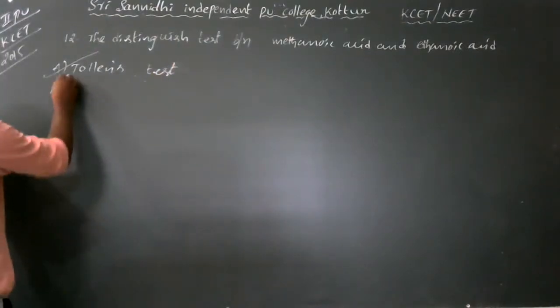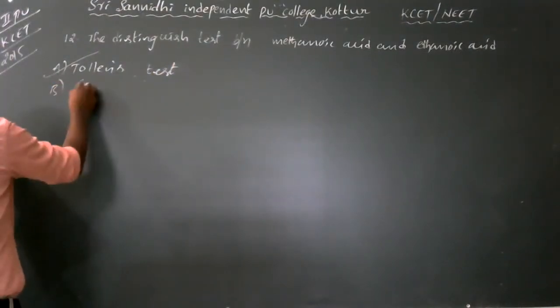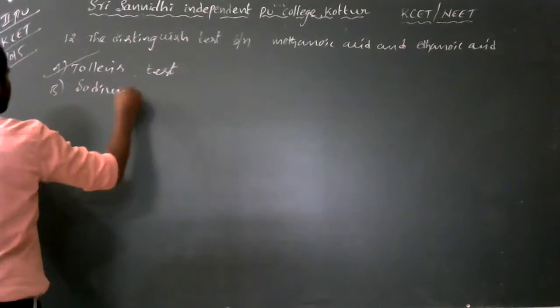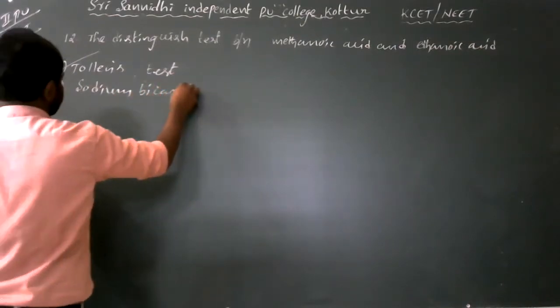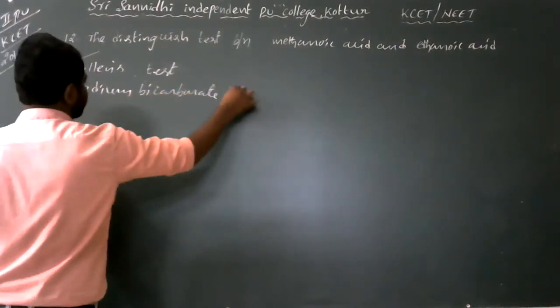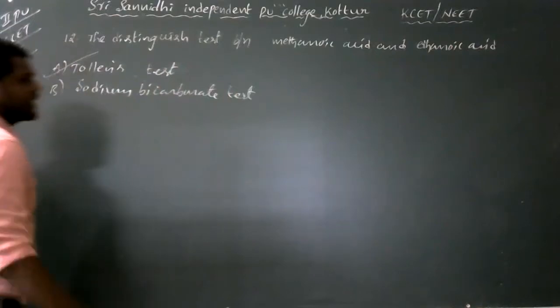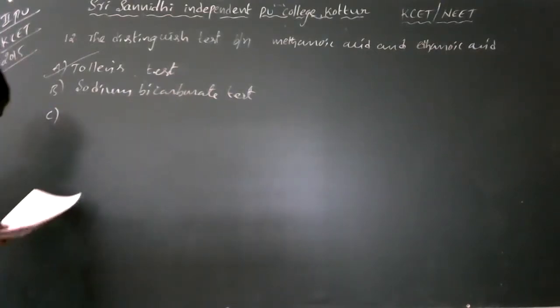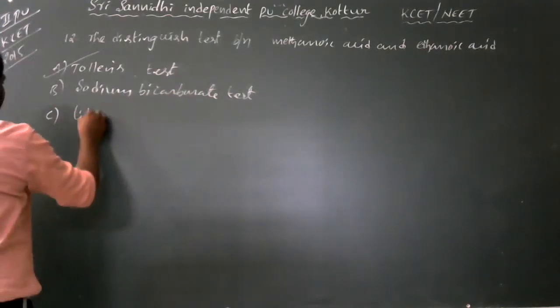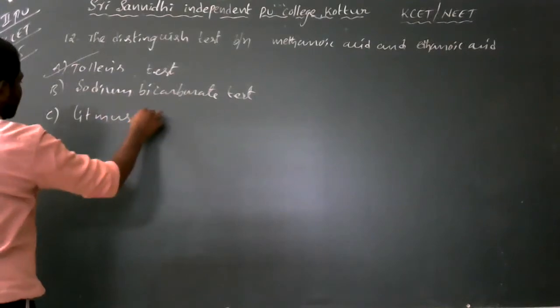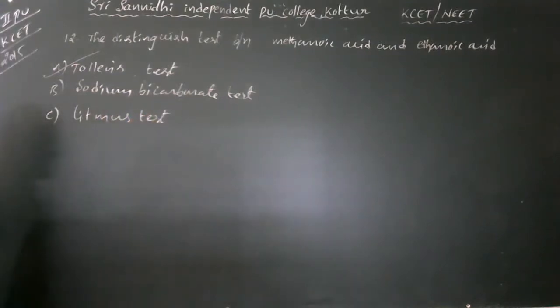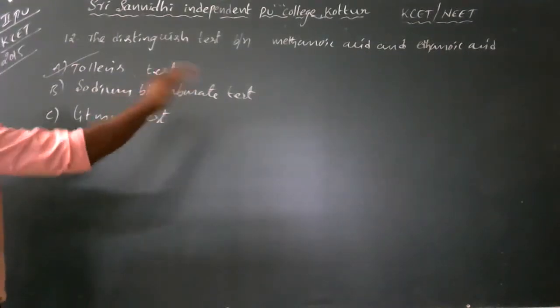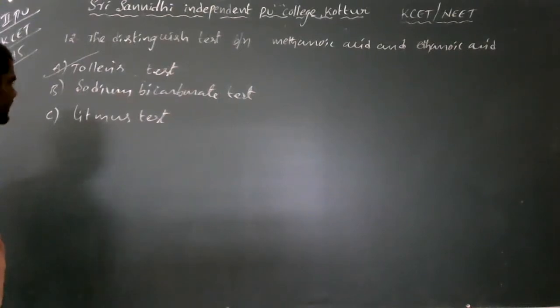Option B is the sodium bicarbonate test. Both methanoic and ethanoic acids respond to the sodium bicarbonate test, so it is not possible to distinguish them using it. Next, option C is the litmus test. Litmus can also be used to test for carboxylic acids, but that much only; it is not possible to distinguish methanoic and ethanoic acids.